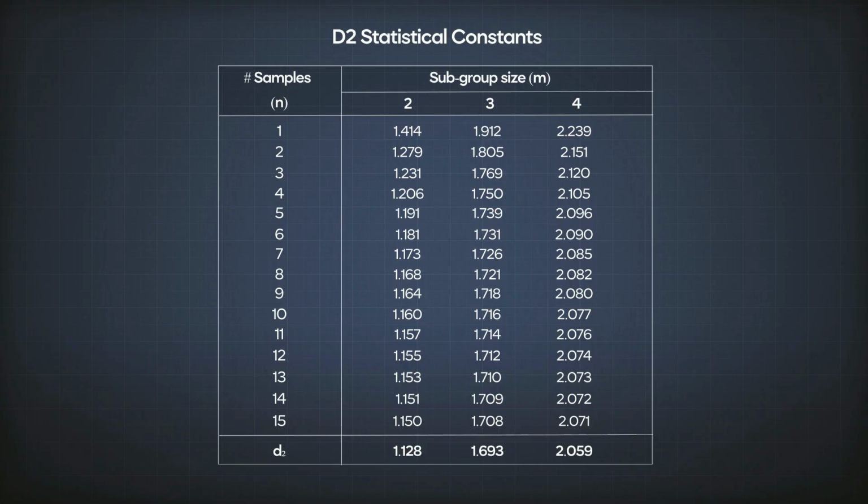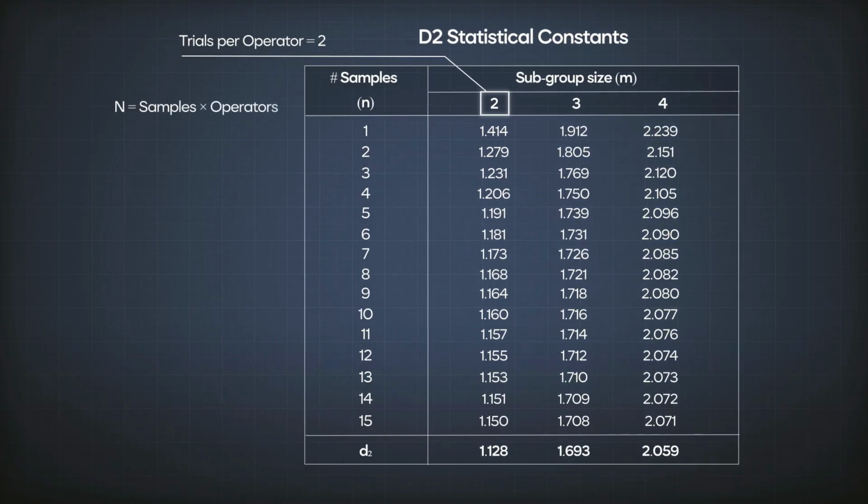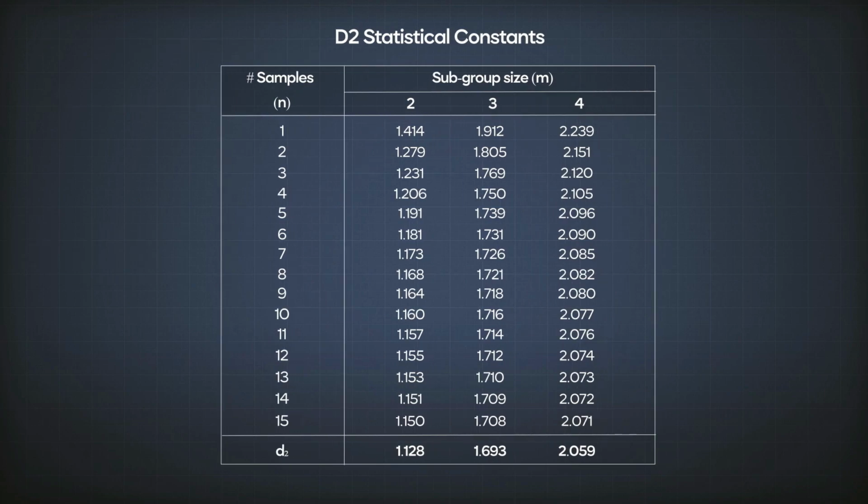Here in this table, M is the number of trials per operator, which in our case is 2, and N is the number of samples multiplied by the number of operators. So 10 samples multiplied by 3 operators is 30. Now in our example, the N value is greater than 15, which means that we should use the default values, or the so-called D2 prime values, at the bottom of the table. So this means for us that the D2 value for our example is 1.128.